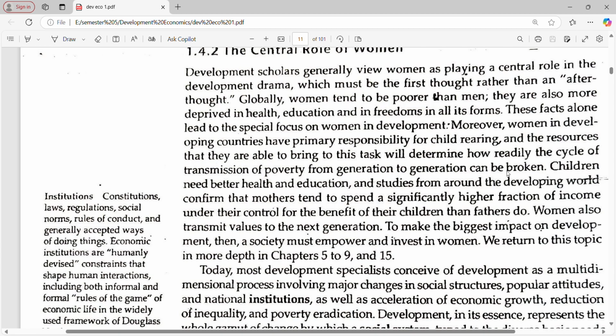Development is viewed as a multi-dimensional process involving changes in social structures, attitudes, institutions, we discussed what it is, and accelerating economic growth while addressing inequality and poverty. It represents a shift from unsatisfactory living conditions to a materially and spiritually improved state. Nobel laureate Amartya Sen is a leading thinker on the human goals of economic development, highlighting its broad scope beyond economic growth.